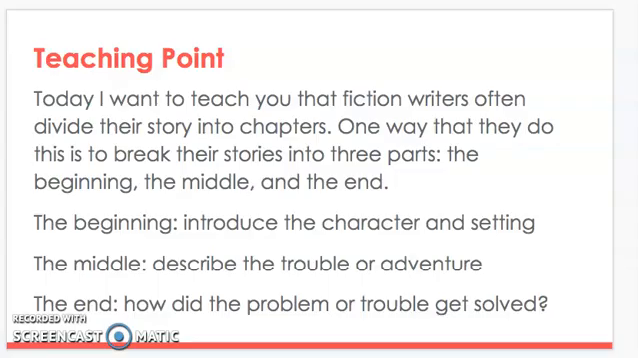Let's return to our teach point. So today, I want to teach you that fiction writers often divide their story into chapters. One way that they do this is to break their stories into 3 parts: the beginning, the middle, and the end. Your challenge today is to break up your story into those 3 parts: the beginning, where we introduce the character and the setting; the middle, where we describe the trouble or adventure; and the end, where we show how the problem or trouble is solved.